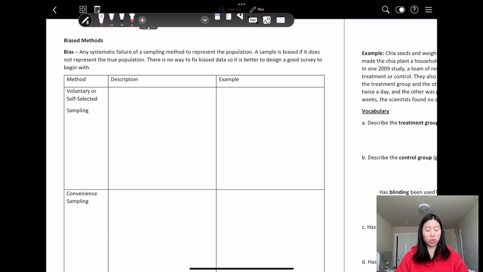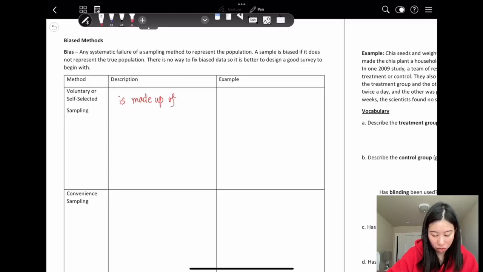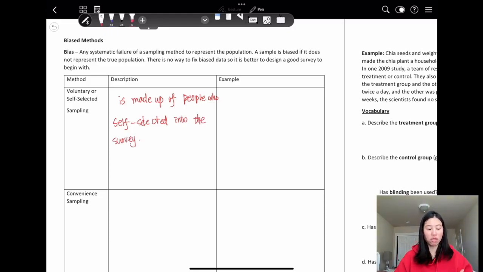Okay, so there are two biased methods. The first one is called voluntary or self-selected sampling. Voluntary or self-selected sampling is made up of people who self-select into the survey. Often these folks will have a strong interest in the main topic of the survey.